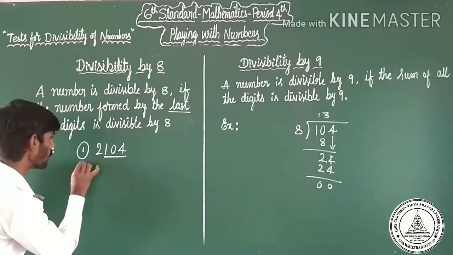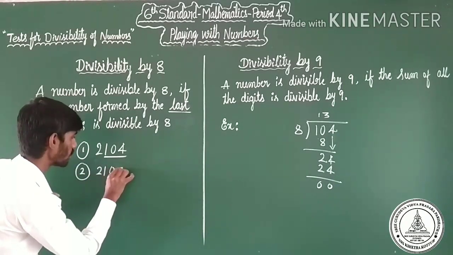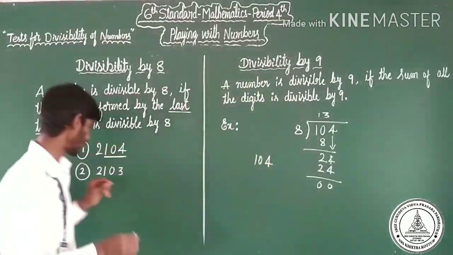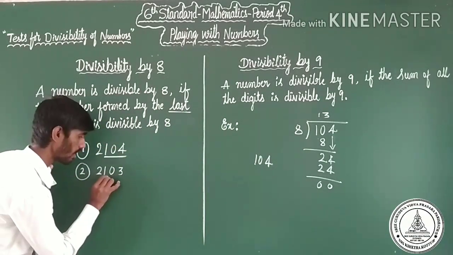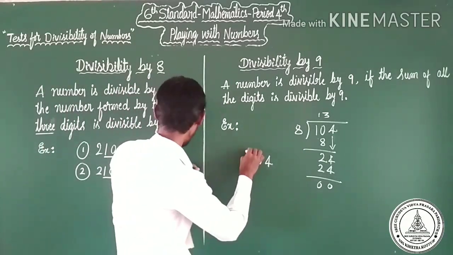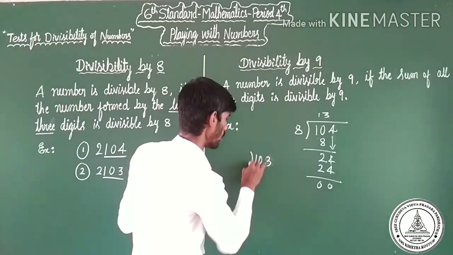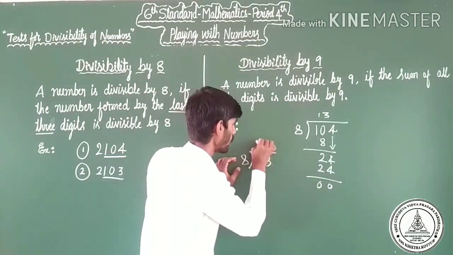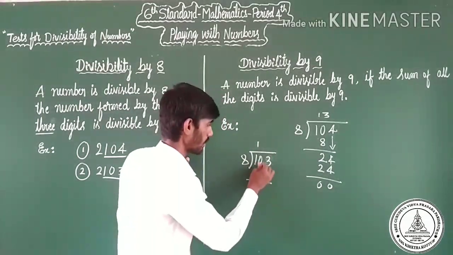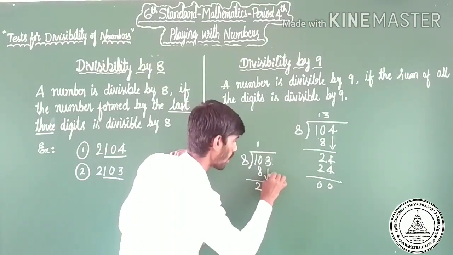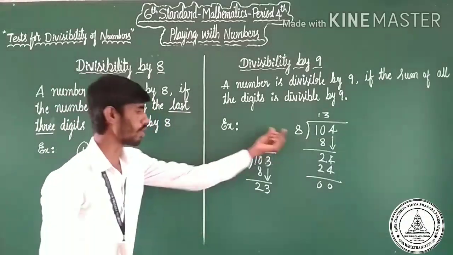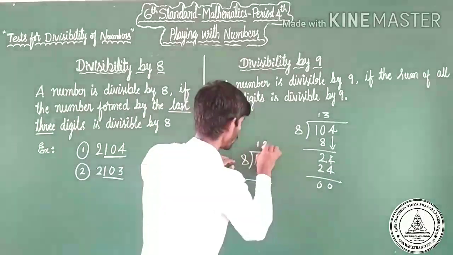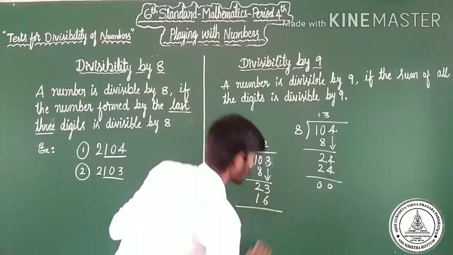Observe here, I will change the number: 2103. Which are the last 3 digits here? Ones, tens, hundreds. Consider the last 3 digits. It becomes 103. Divide by 8. 8 ones are 8. Here 10 minus 8 is equal to 2. Bring down 3. 8 times how much gives 23? No, 23. That's why 8 twos are 16.